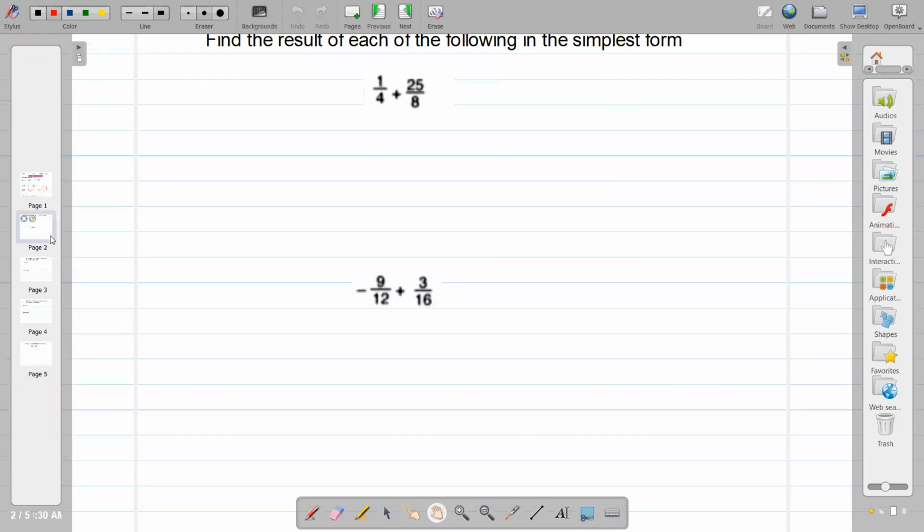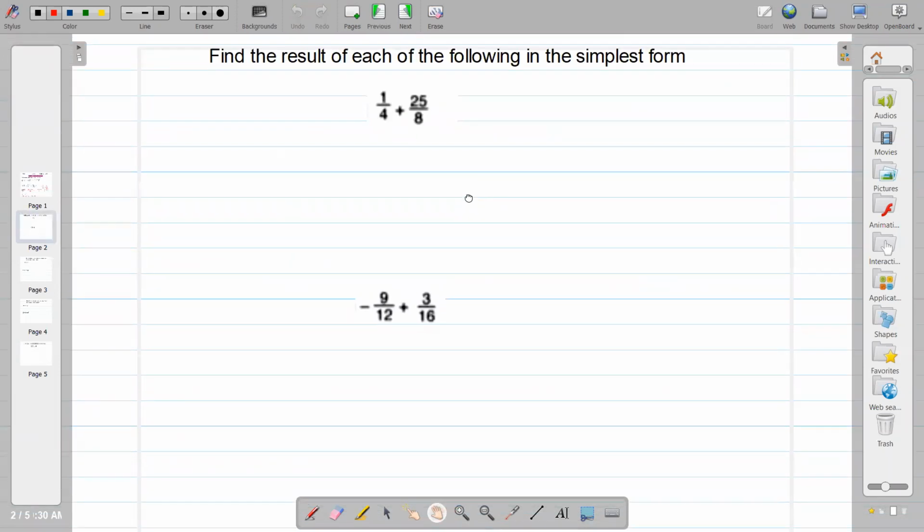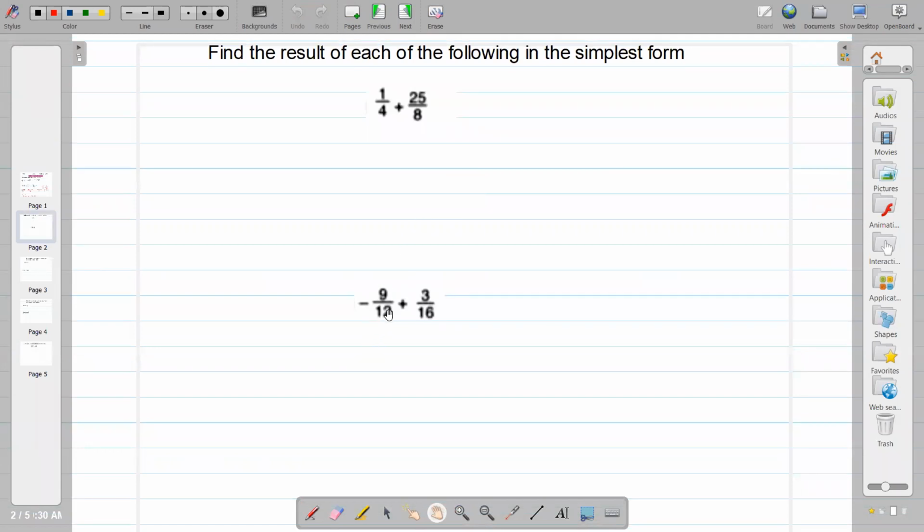Let's see another problem. The question is the same: find the result of each of the following in the simplest form. If you want to solve it by multiplying by 4, because 8 is divisible by 4, you can multiply to make the same denominator. You can multiply 4 by 2, and also multiply the numerator by 2. So the first fraction is equivalent to 2 over 8, plus 25 over 8.